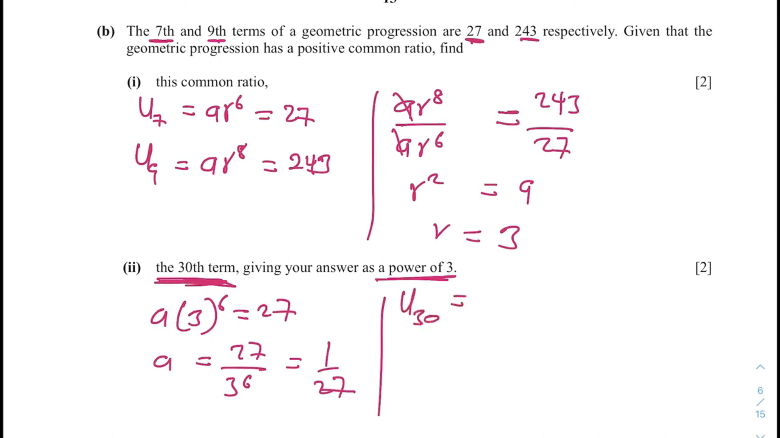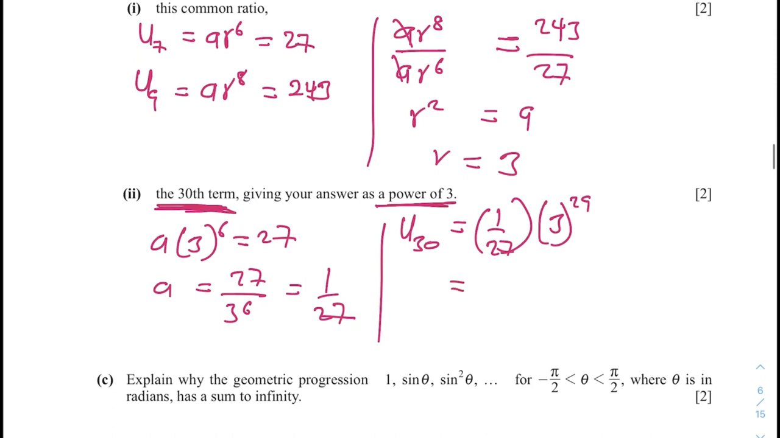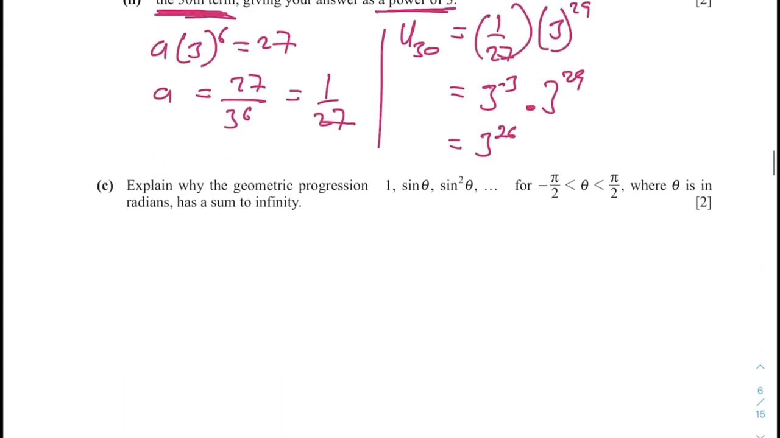So that's a. So U30 will be equal to a, which is 1 over 27, times r to the power 29, right? Now, 1 over 27 is the same as 3 to the power negative 3, right? Times 3 to the power 29 should give us 3 to the power 29 minus 3, that is 26, right? Yeah. So this is our answer, 3 to the power 26. They said we should give it as a power of 3. So that is what we do.